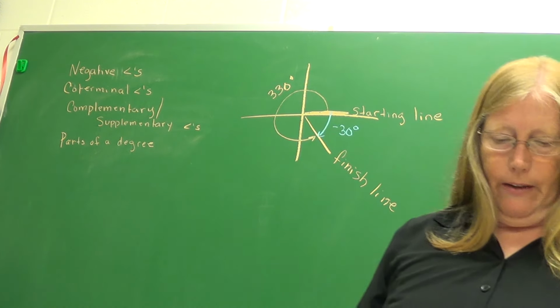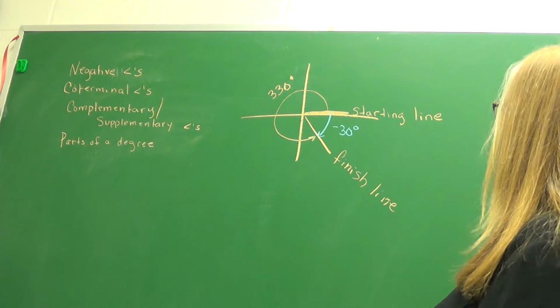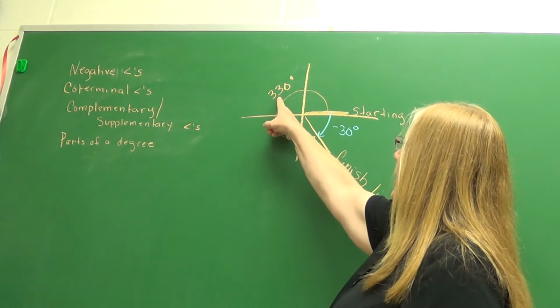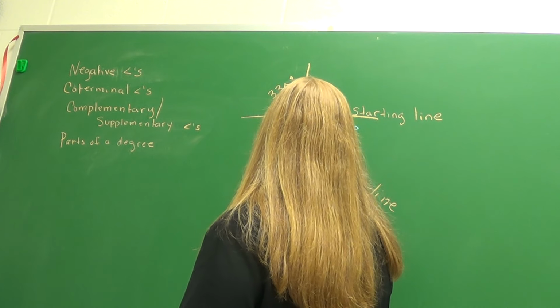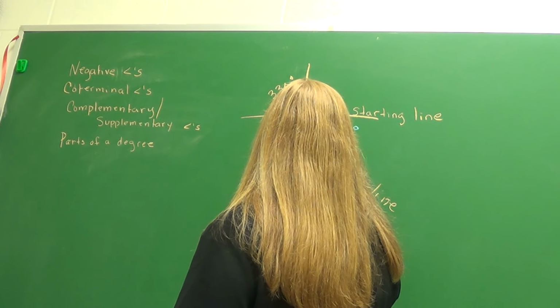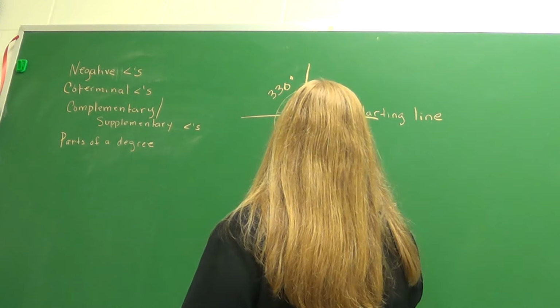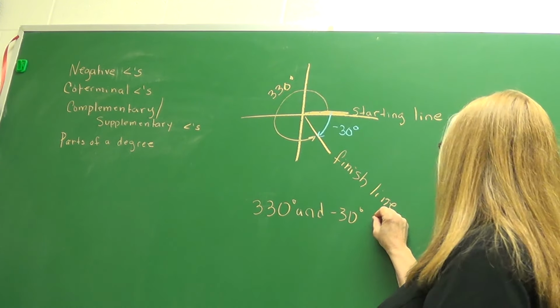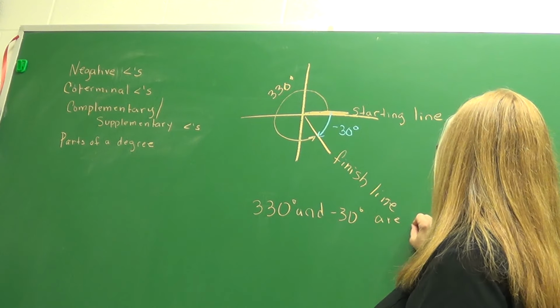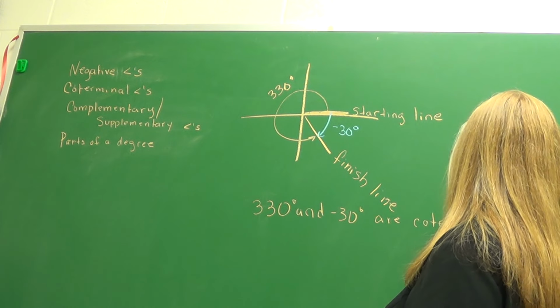So speaking of it in that way, we say that these two angles, 330 and negative 30, have a special relationship, and they're called coterminal. So these are coterminal angles.